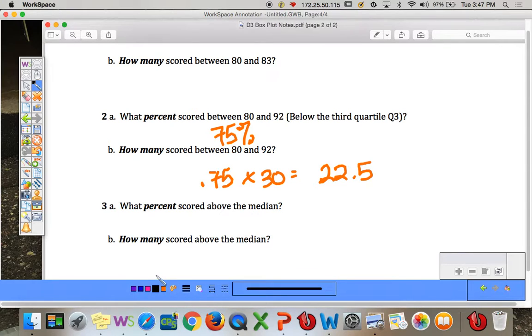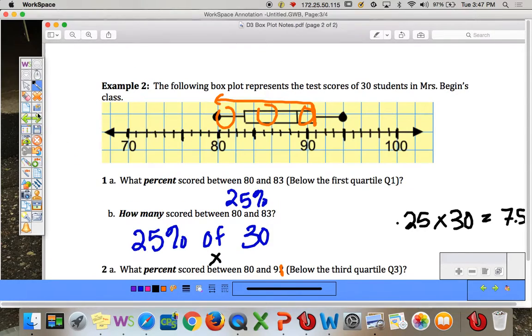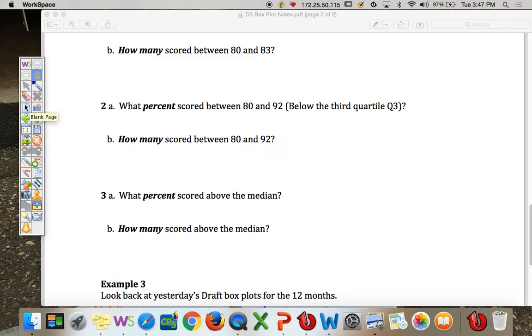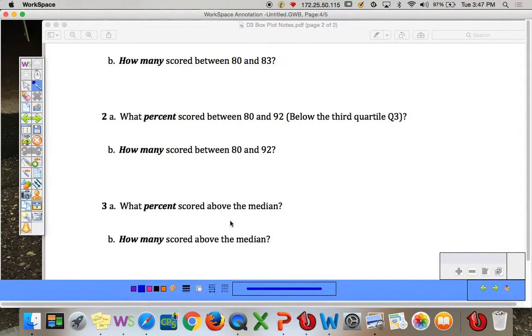What percent scored above the median? So if we look at the median, so here's our median in the middle. And again, if these are in quarters, we can see that 50% scored above the median. So how many scored above the median? So that would be 50% or 0.5 of 30. Of means times, and we know half of 30 is 15. So 15 students scored above the median.